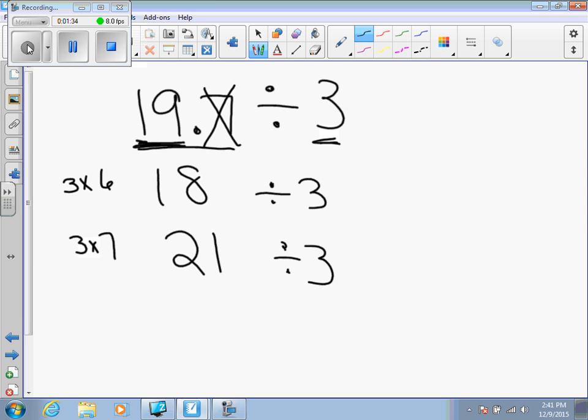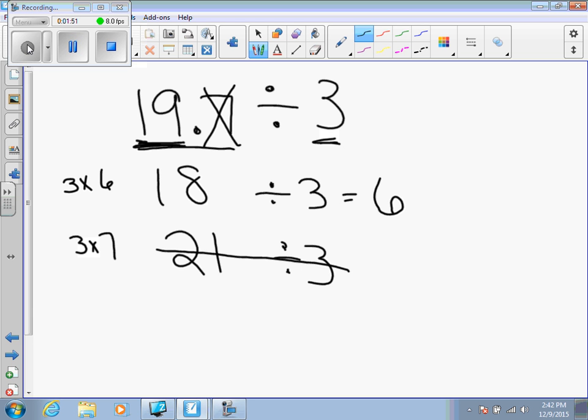Now, I'm going to look at which one is actually closer to 19. Is it 18 or is it 21? 18. So I'm going to get rid of this. What is 18 divided by 3? 6. And that's how we came up with that answer. Okay?